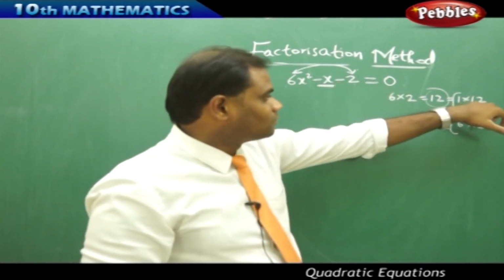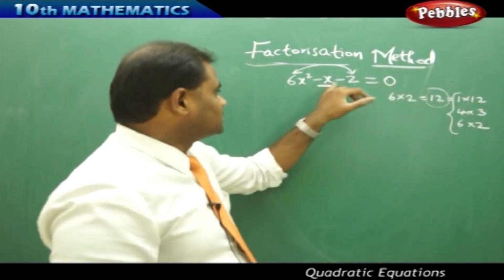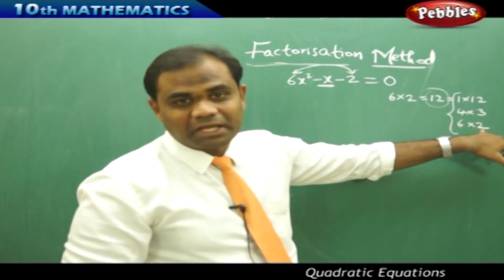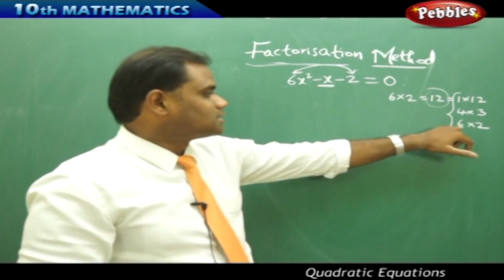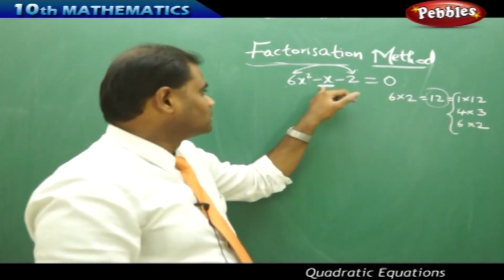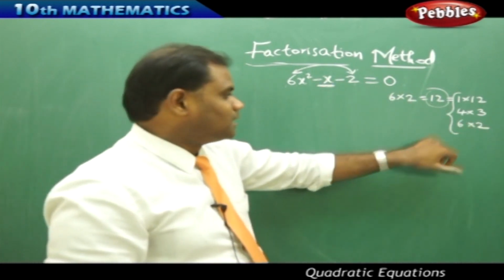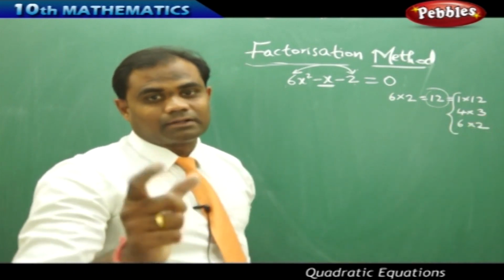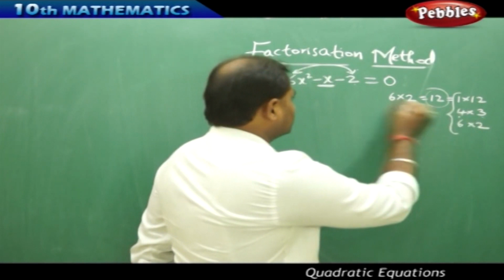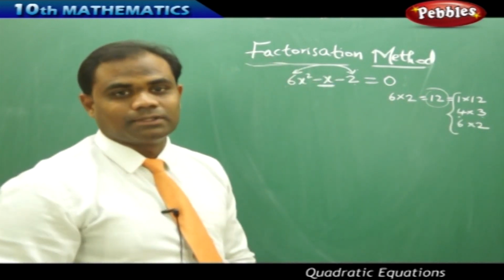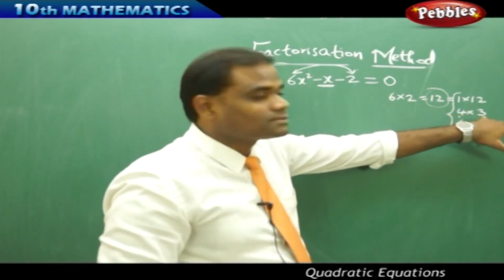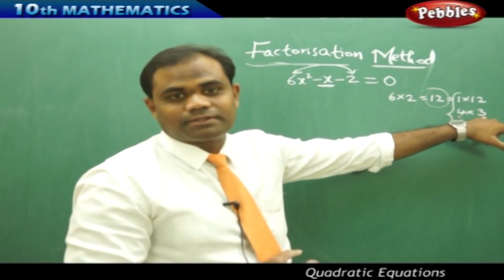When I subtract 1 from 2l, I get 11. Still, it doesn't work here. When I take 6 and 2, 6 plus 2 is 8. Doesn't work out here. 6 minus 2 also is 4, which doesn't work here. But when I take 4 plus 3, it is 7. It doesn't work. But when I take 3 minus 4, it is -1, which works here, because the coefficient of x here is -1. Therefore, these factors will help me in factorization.